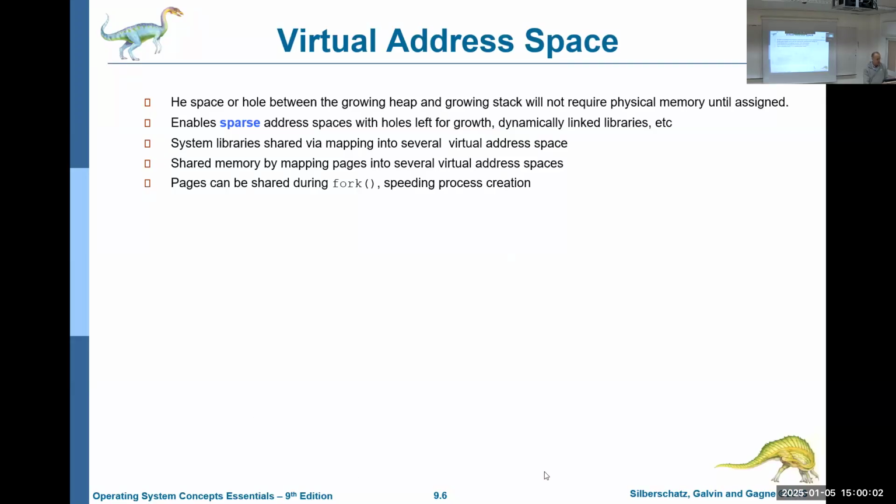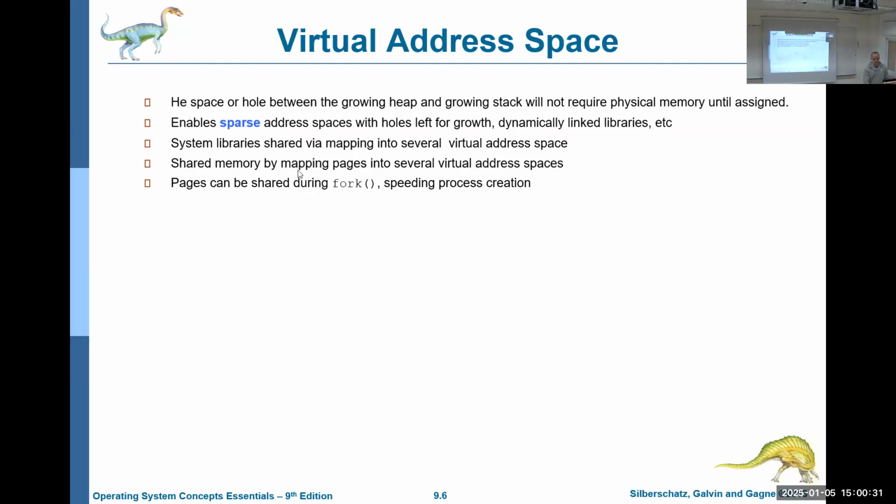System library shared by mapping. We'll see that in the next slide. System library shared by mapping into several virtual address spaces. In other words, I can have a system, we talked about this before. Now they'll just be on the disk. We could have done that before, which is that they can share files. They can share system libraries. Shared memory by mapping pages into several virtual address spaces.